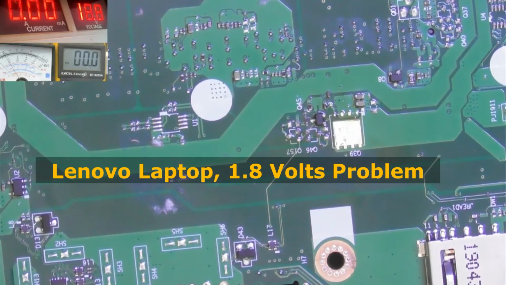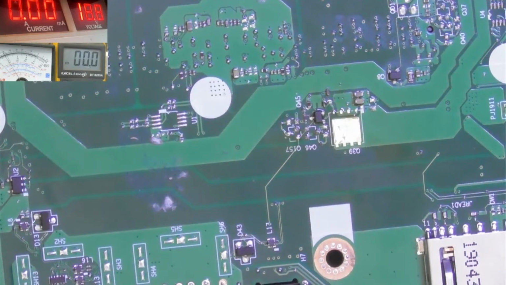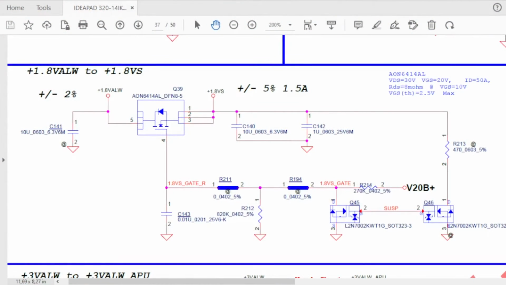In this video we will talk about the voltage of the laptop motherboard. Here we have a Lenovo IdeaPad 320 with a problem. The 1.8 volt is not working properly. In the schematic we will explain this for you.